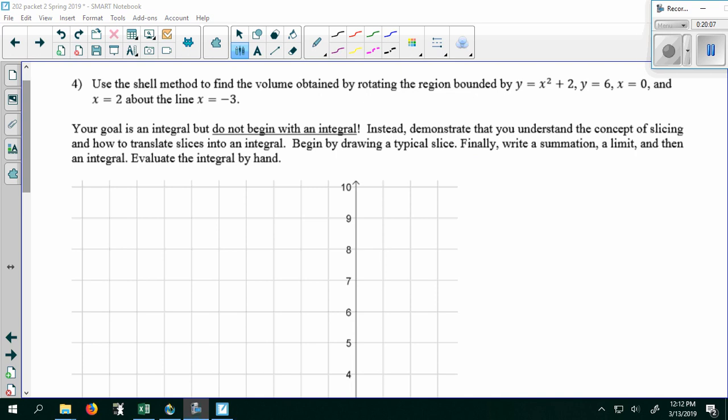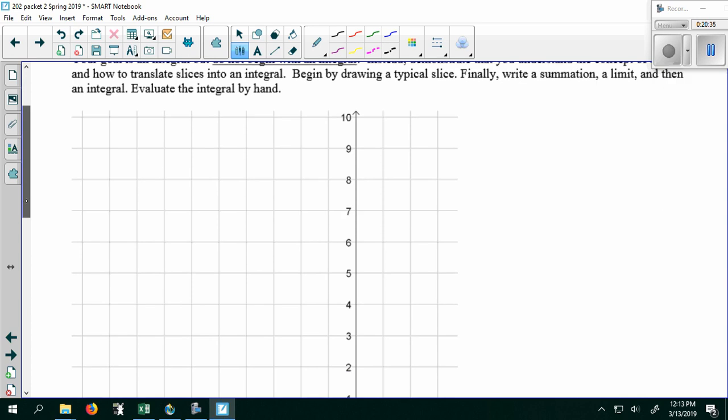Okay, last one for these activities. I want to use the shell method to find the volume obtained by rotating this region about the line x equals -3. So I'm going to start by drawing the region. I need to draw y equals x squared plus 2, y equals 6, and x equals 0. And this x equals 2 is a little unnecessary. Cross that off.